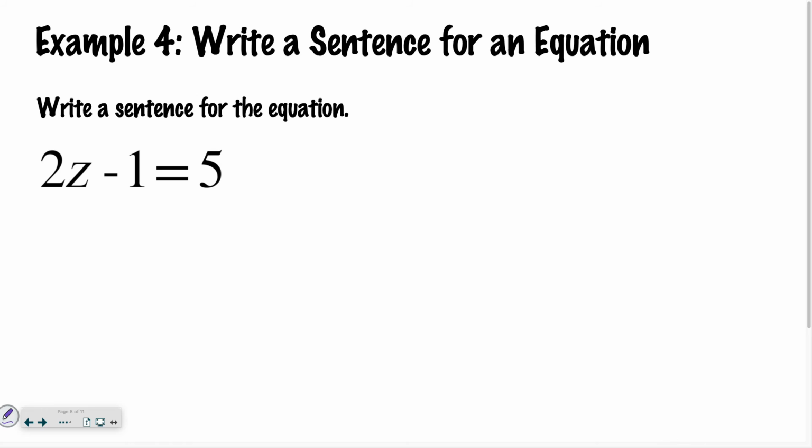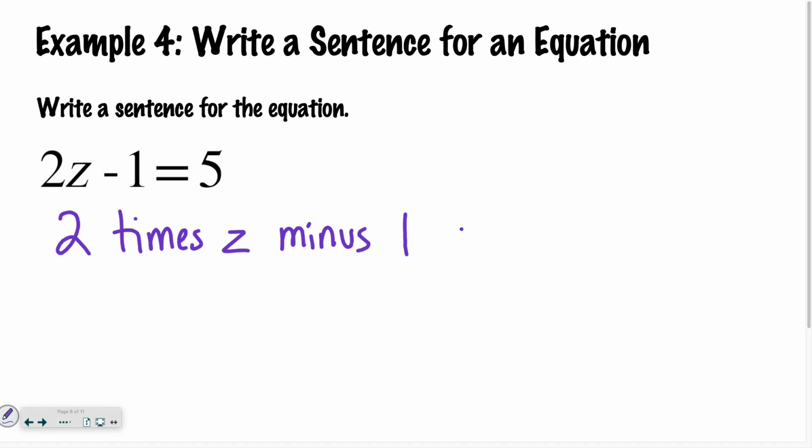The equation we have is 2z minus 1 equals 5. What I just said there is one possible answer. However, I prefer that you say 2 times z, so I know you know that when there's no operation written with symbols, it's multiplication. So 2 times z minus, or you could say less, 1, or you could say subtracted by 1.